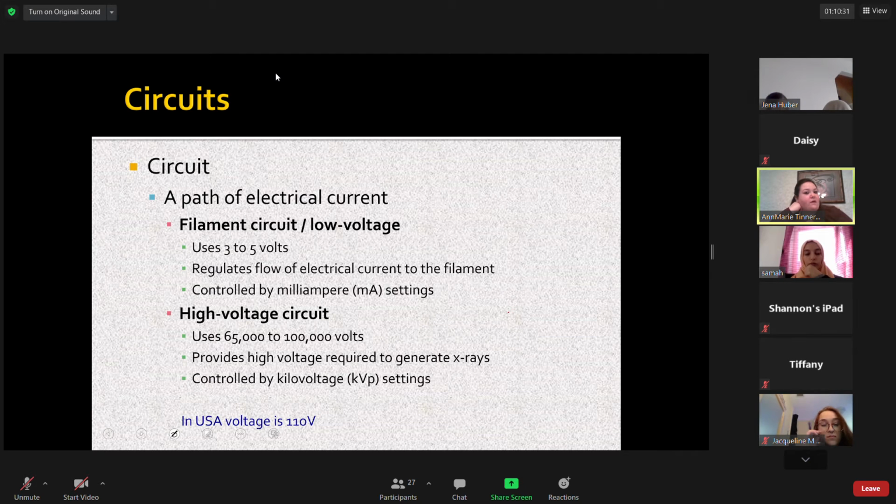Your high voltage circuit uses 65,000 to 100,000 volts. And this provides the high voltage required to generate X-rays. And this is controlled by the kVp setting. What does kVp have to do with? Quantity or quality? Quality, good. And in the US, voltage is normally about 110 volts.